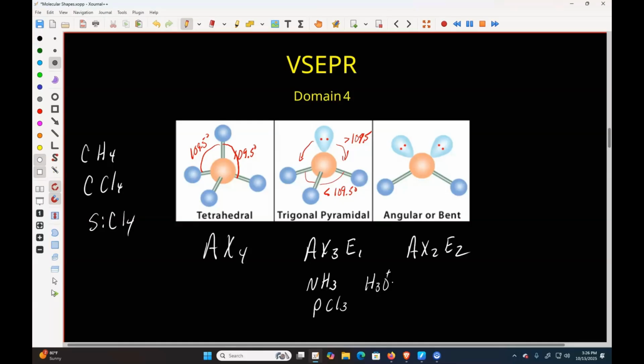And our last example here will be angular bent. We have two lone pairs now. Okay, so with two lone pairs, that means we're pushing everything even tighter together. And the bond angles are quite a bit less than 109 now. They're getting in the neighborhood of like 104, 105-ish. Okay, I'm going to put 105 degrees approximately. And some examples here will be things like water.